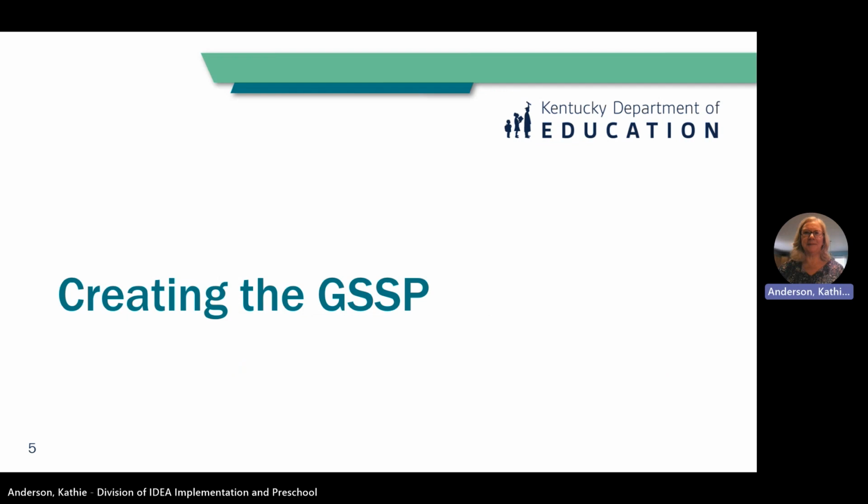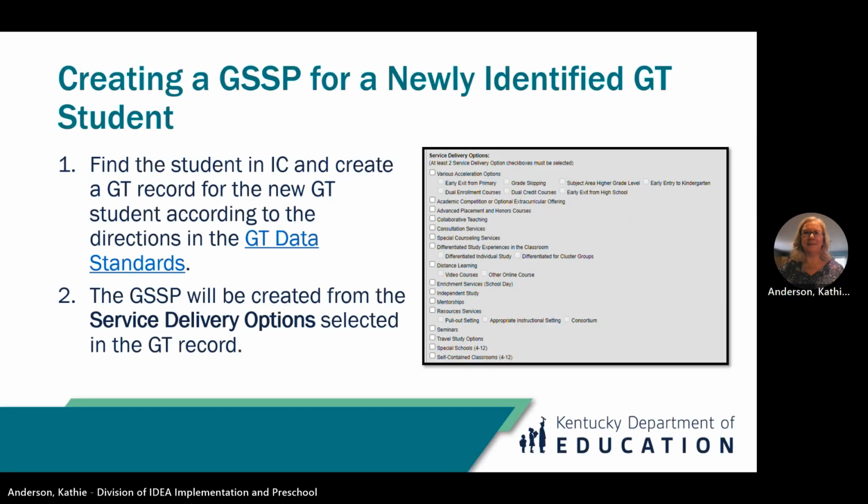Let's first talk about creating the GSSP. So first of all, you're going to find the student in Infinite Campus, or IC, and create a GT record for the new GT student according to the directions in the GT data standards. Please make sure that you review these standards to ensure that you are entering information into Infinite Campus correctly, especially for students who are selected due to special considerations, military compact, or local norms.